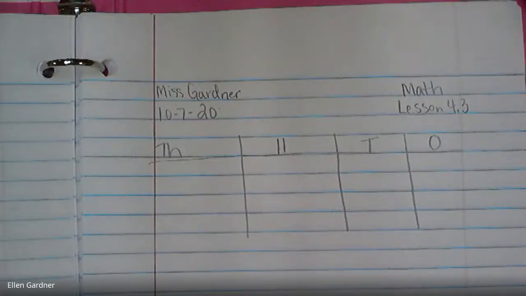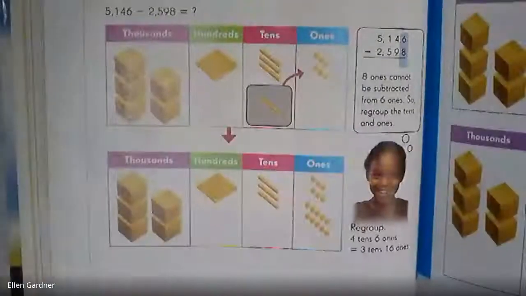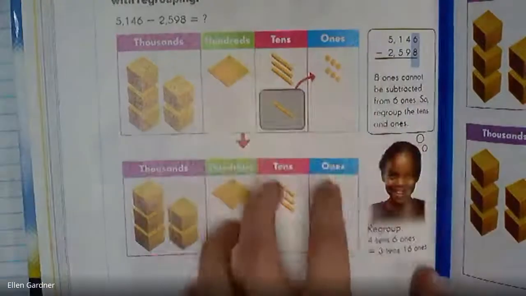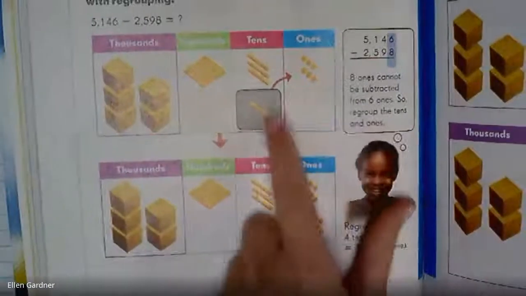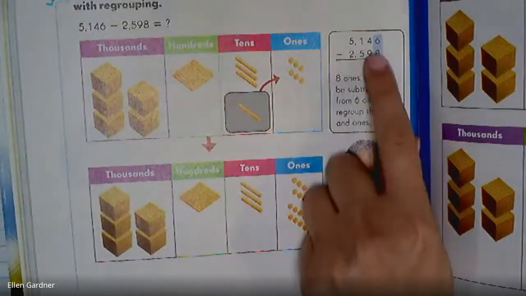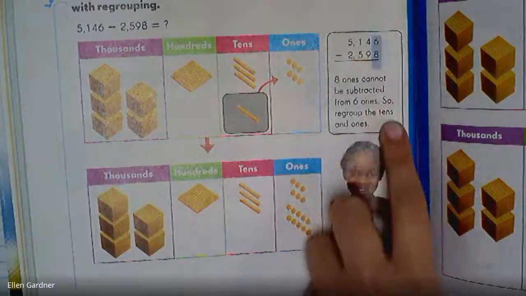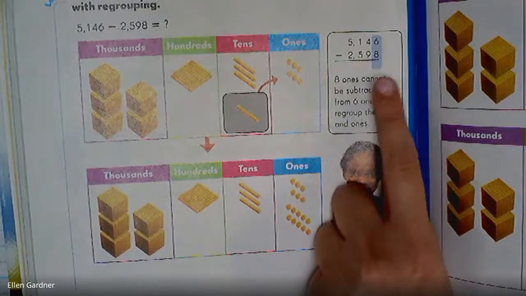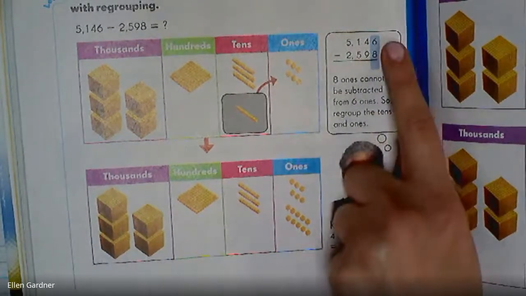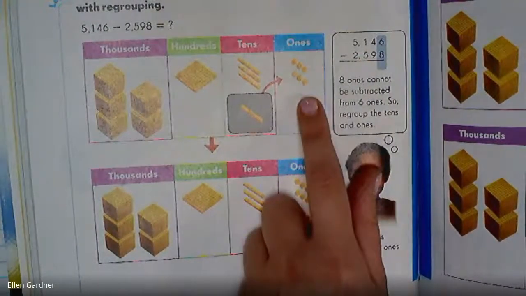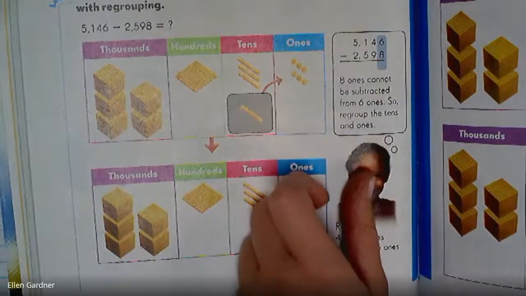All right, so in this lesson, we're going to be looking at regrouping across each of the place values. And let's look at base 10 blocks in our textbook to help us with this. This is your textbook, not your workbook, so you don't have this. But in this problem, 5,146 minus 2,598. As always with addition and subtraction, we'll begin with the ones place. In this number, the digit on the top is smaller than the digit on the bottom. We cannot subtract 8 ones from 6 ones, so we are already going to regroup.